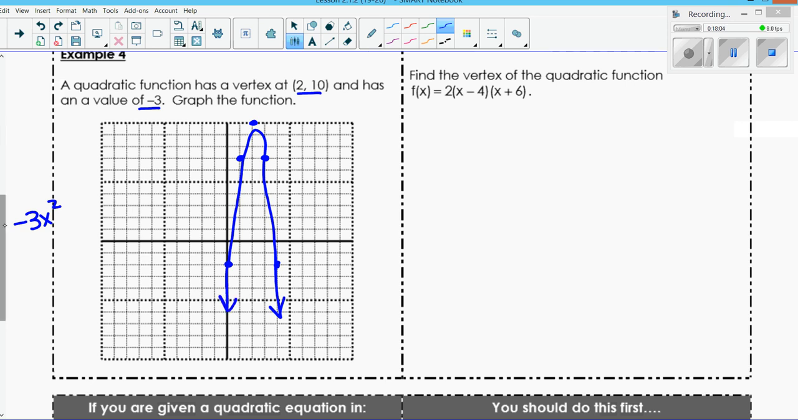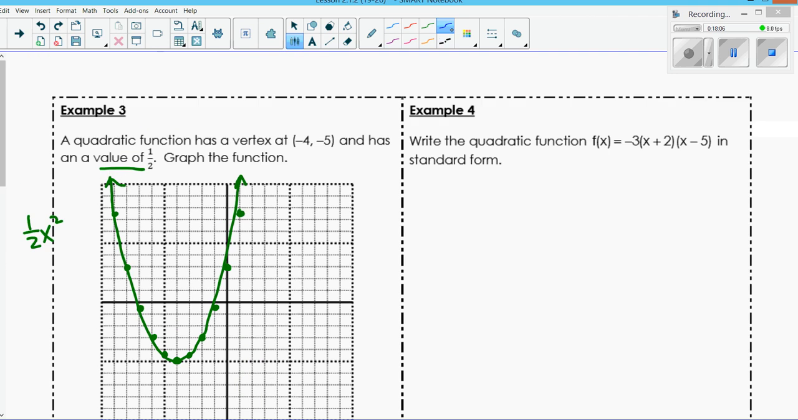Alright, let's try 2 other examples. In number 4, it says, write the quadratic function f of x equals. So this is in intercept form. Okay, I'm just going to write intercept here. And we want to convert it into standard form. So if I gave you this before this unit, I would expect that you wouldn't really know what to do other than to perform order of operations and simplify.